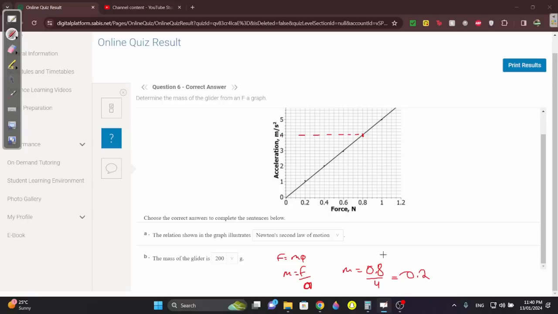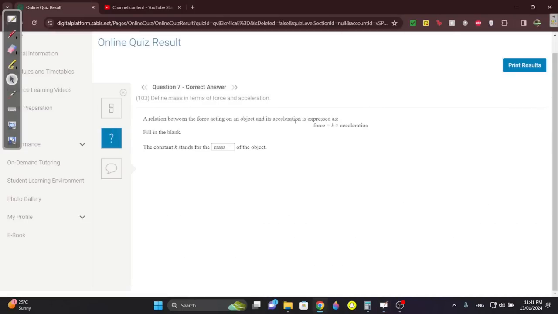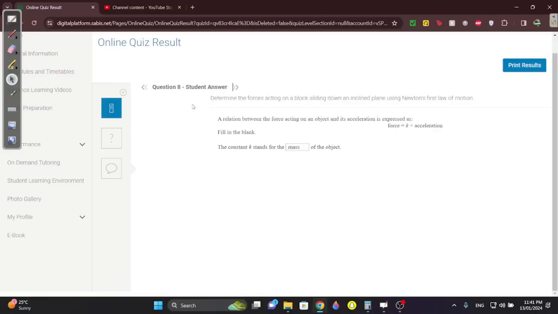In physics, any mass you find is always in kilograms. That's why the answer will be 200, because they want the answer in grams. So 0.2 times 1000 gives you 200 grams, which is the same. Question 7, force equals mass times acceleration. It's just a memorized idea.